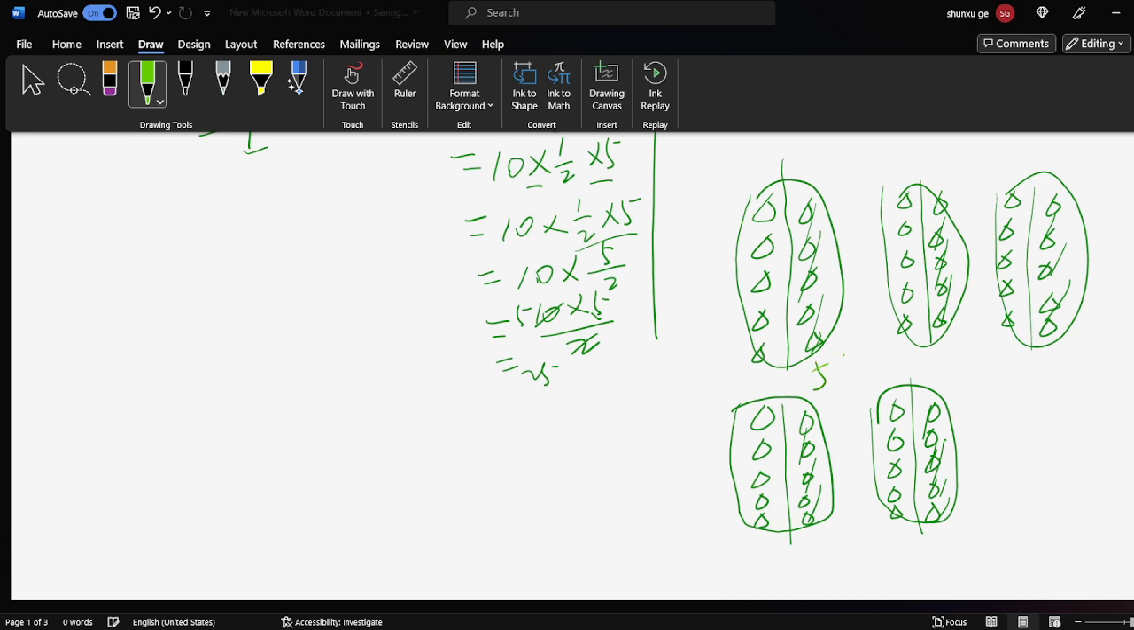So this part is 5, this part is 5, because every one is 10 divided by 2. Why do I write it as 5 parts? Because times 5 means 5 parts. So here also 5, 5, 5.